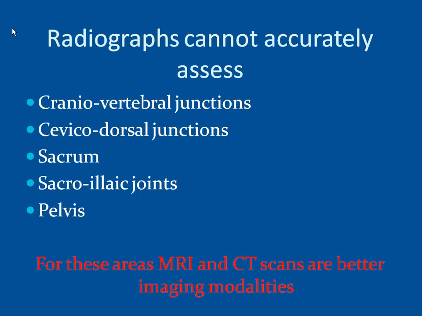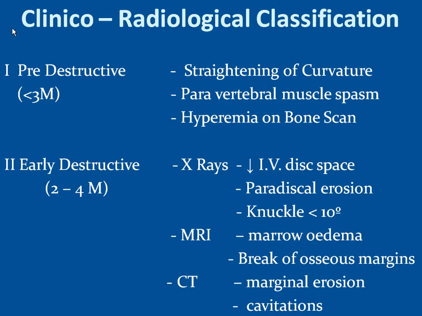So at times, rather most of the times, the radiographs may not be able to tell you accurately the diagnosis, or they may not be able to assess the lesion in certain critical areas like craniovertebral junctions, cervicodorsal junctions, the sacrum, sacroiliac joints, or in pelvis. For all these areas, the magnetic resonance imaging or the CT scans are better imaging modalities.